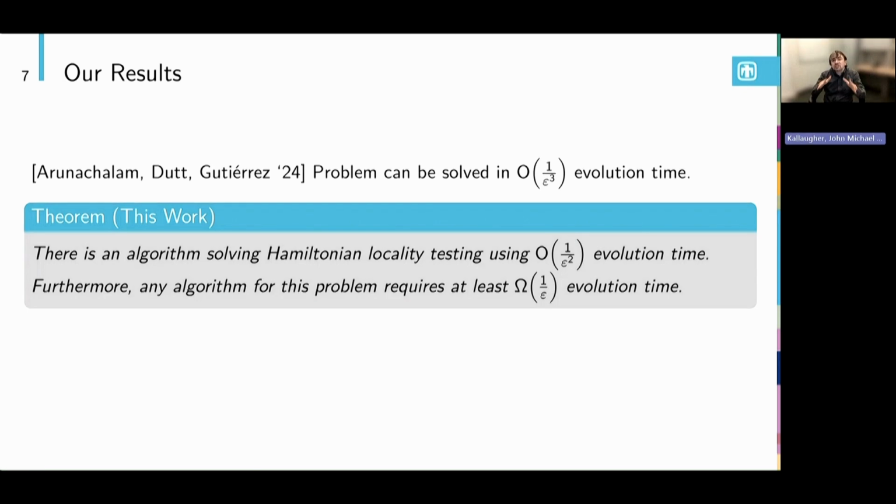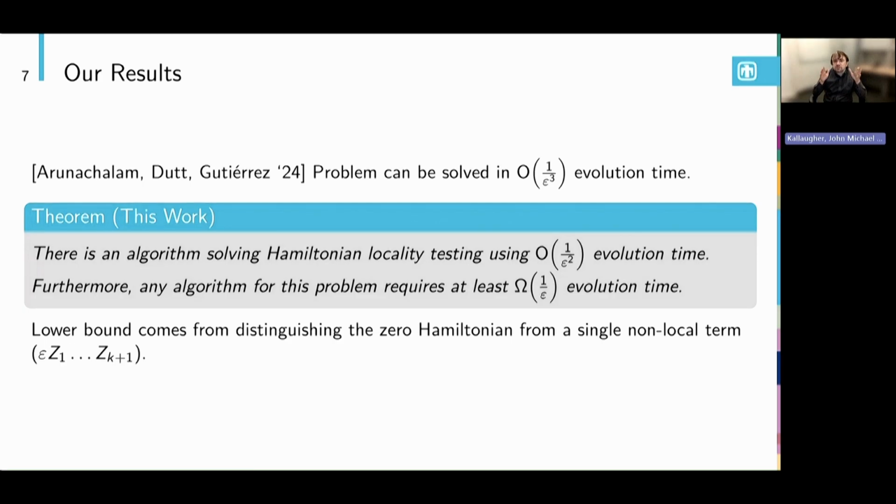Moreover, it turns out you can actually prove that any algorithm would have to use at least inverse linear time. Now, I'm not going to talk much about that second result. I'll just briefly say that it comes from maybe the simplest locality distinguishing problem you could imagine, distinguishing the zero Hamiltonian that does absolutely nothing to the state that it acts on from a Hamiltonian that consists of a single epsilon-sized non-local term, say Z's operating on the first through k plus 1th qubit. But what I do want to tell you about in the remainder of this talk is an overview of where our improved performance comes from.